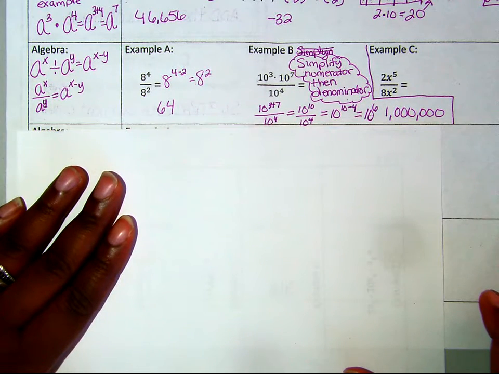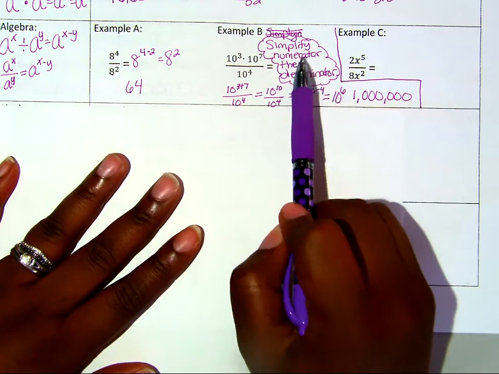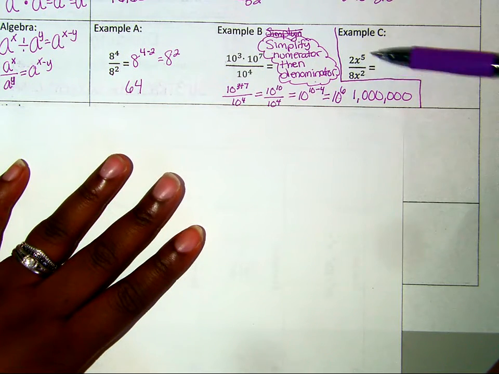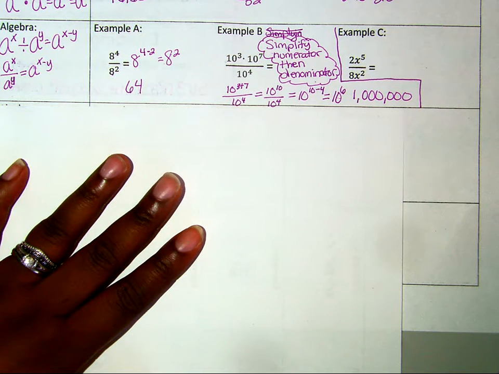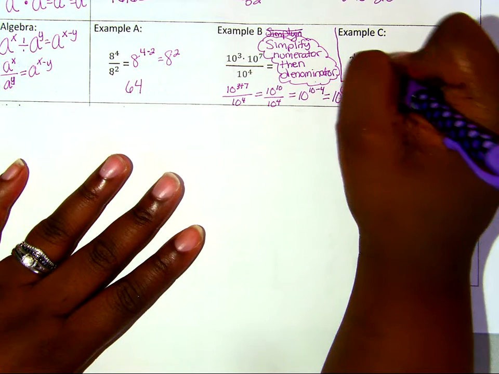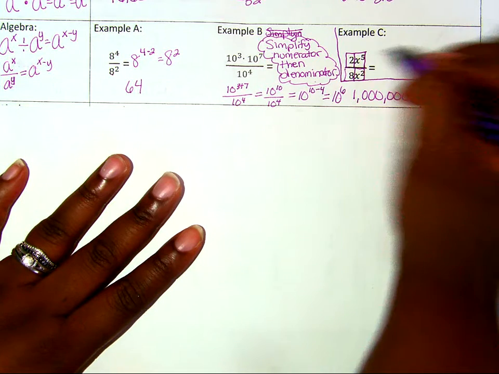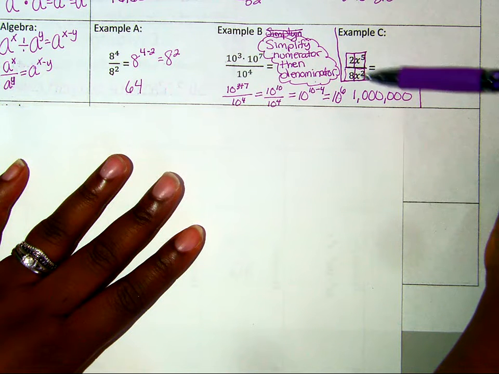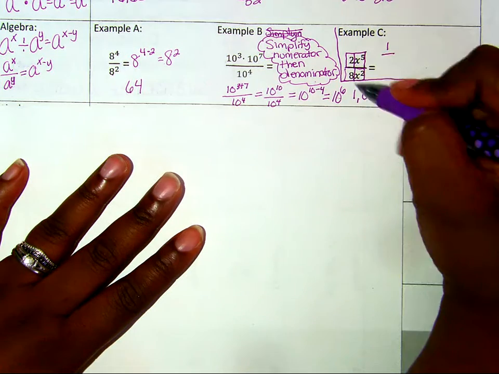Alright? Last one. Remember, you always simplify the numerator, then the denominator before you use this rule. So I can't simplify anything here. I can't simplify anything here. But you know something? I can reduce. Okay? I still need to see these as separate terms. Alright, so I got 2 and x to the 5th. I have 8 and x squared. Well, I know I can reduce this. I can reduce this by 2. 2 divided by 2 is 1. And 8 divided by 2 is 4.